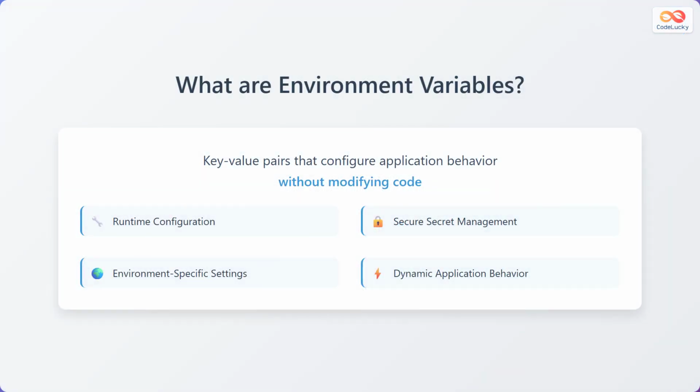Environment variables are key value pairs that configure application behavior without modifying the code. They are used for runtime configuration, secure secret management, environment-specific settings, and dynamic application behavior. Environment variables allow you to customize how your applications run in different environments, such as development, testing, and production, without altering the application's core code.